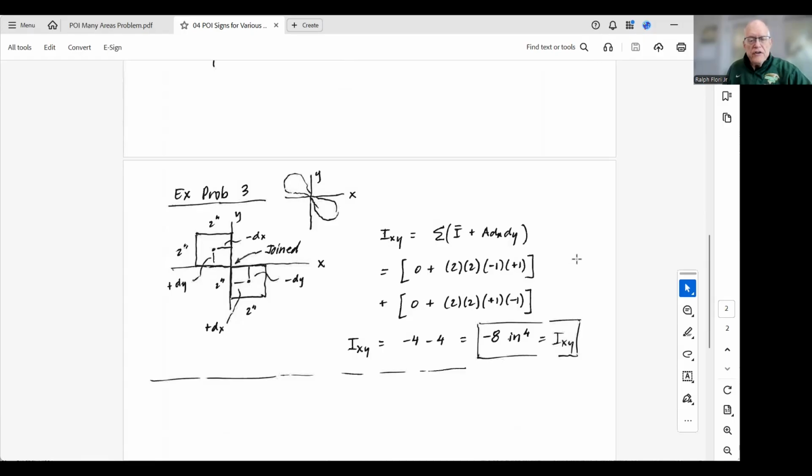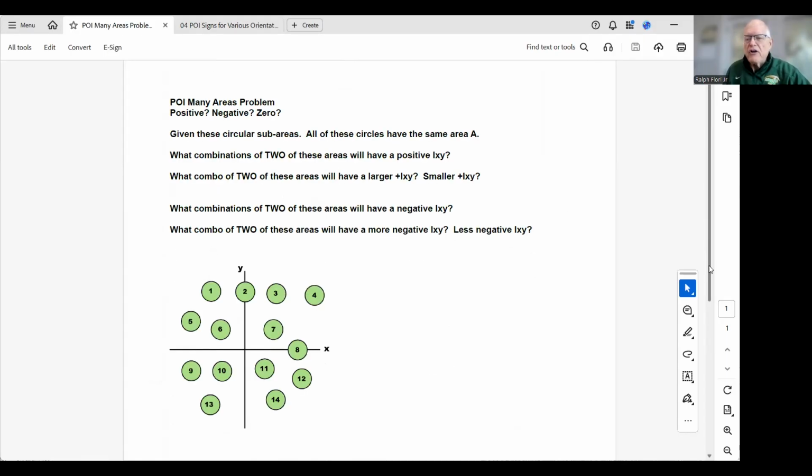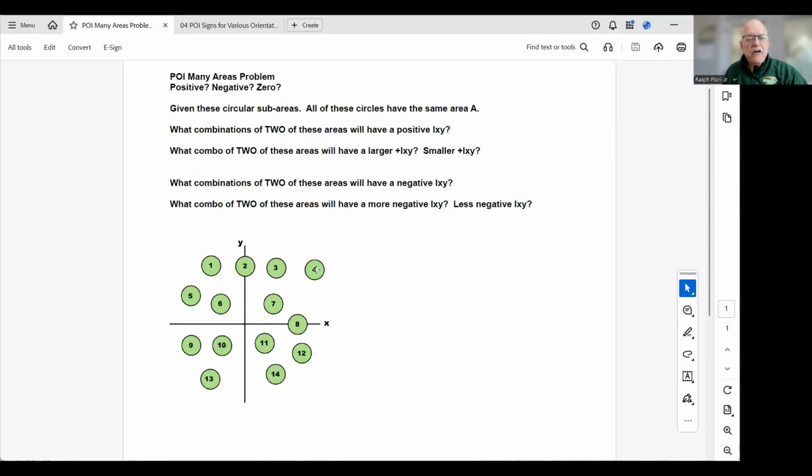So this you need to know. This conceptual idea is often on exam 4. And this is kind of a related problem to that. I call it a many areas problem. Each of these areas, there's like area 1 through 14, all basically have the same area, but they're in different locations in the XY plane.